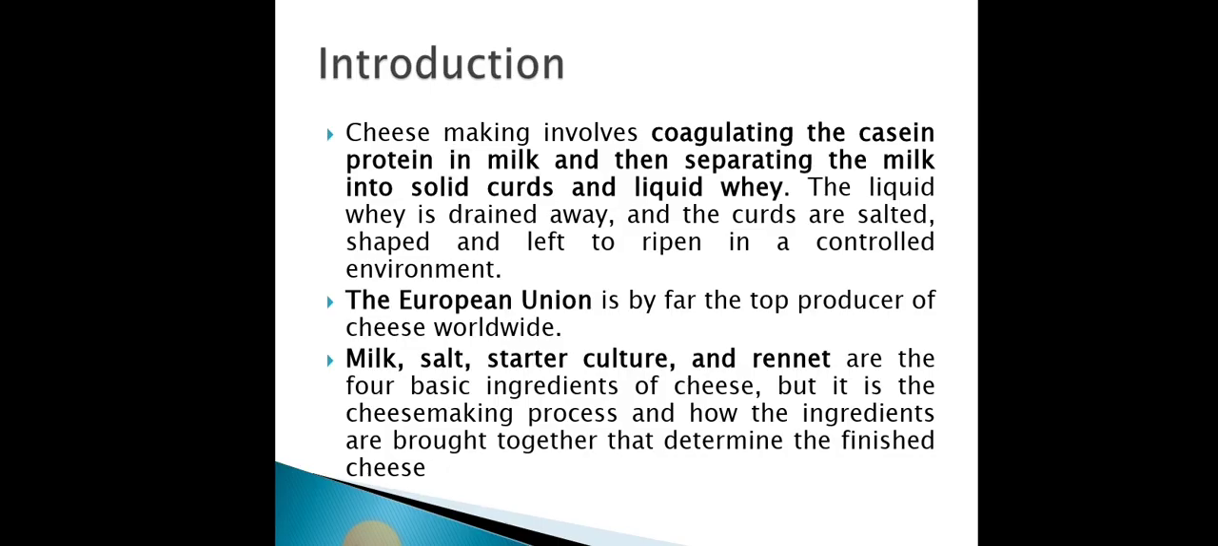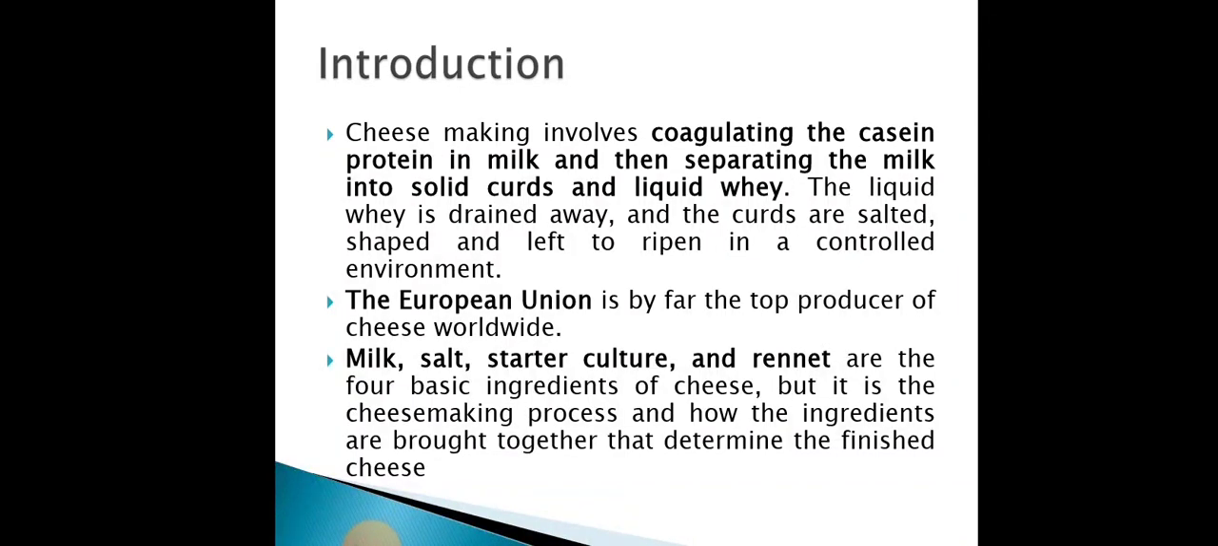The cheese making procedure involves the coagulation of the major milk protein, casein, and then separating the milk into solid curds and liquid whey. The liquid whey is completely drained out, and the curds are salted, shaped and left to ripen in a controlled environment, and through that process cheese is produced. These are the specific steps involved in cheese production. The European Union is responsible for producing the largest amount of cheese worldwide.